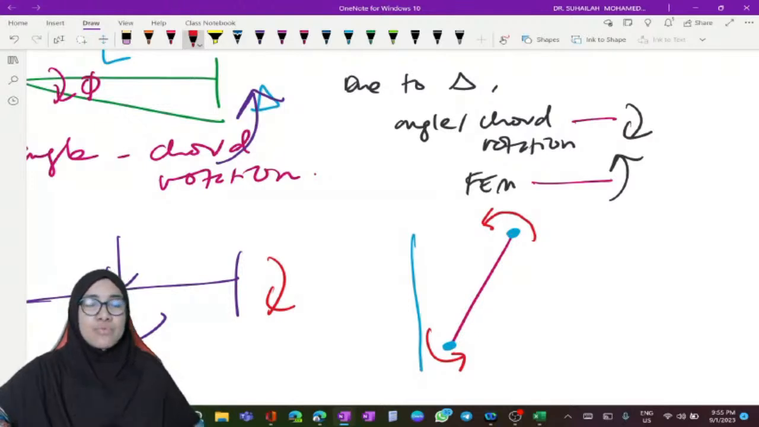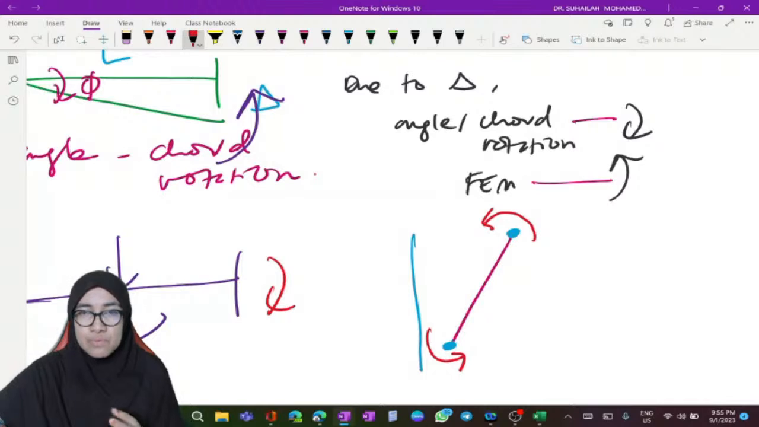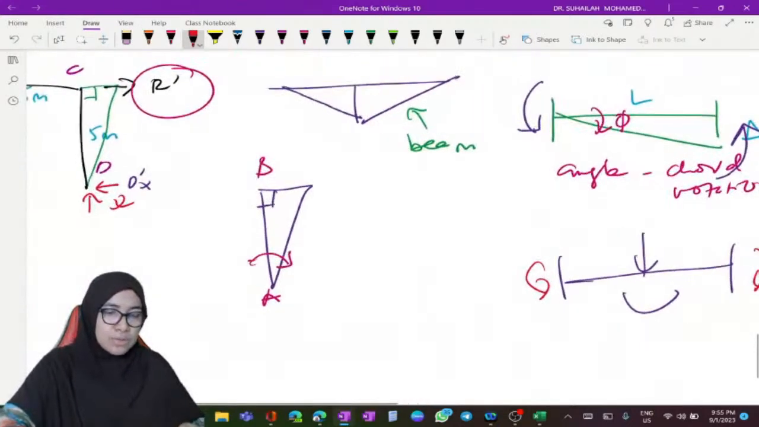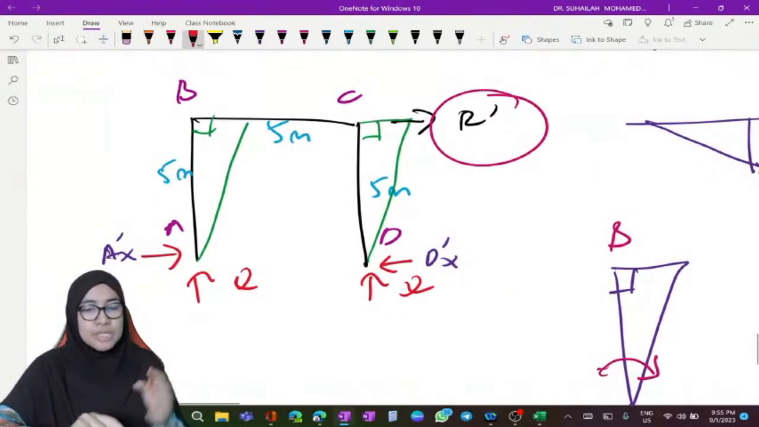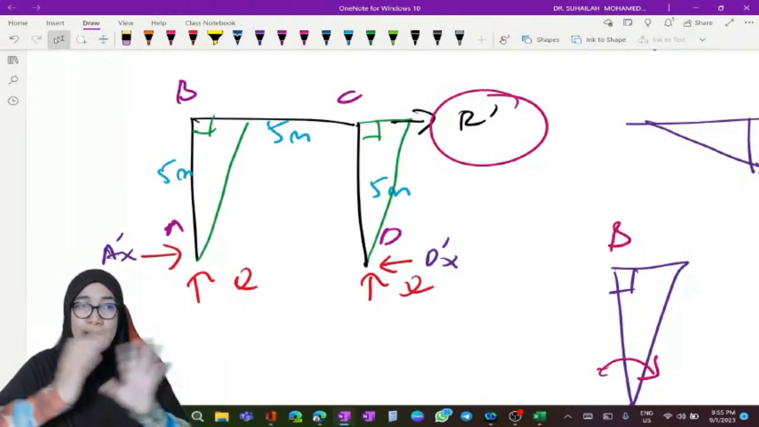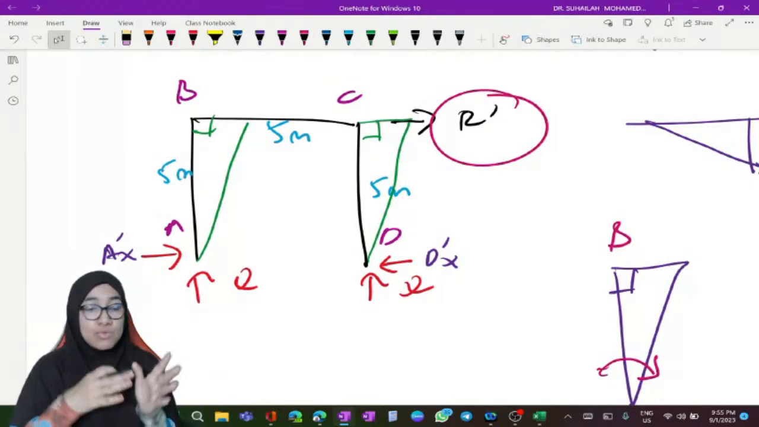Whenever we analyze table number 2, part 2, we have to consider this behavior. We cannot simply put a sign; the sign represents behavior. So please put the right sign based on the behavior. Let's look back at this. Due to R prime, the frame tends to sway to the right direction.